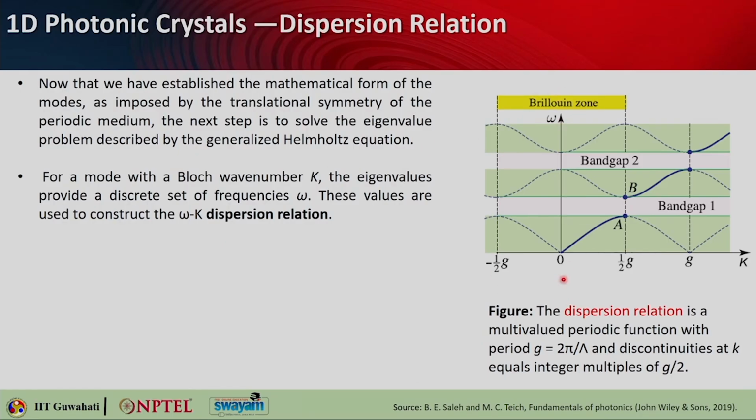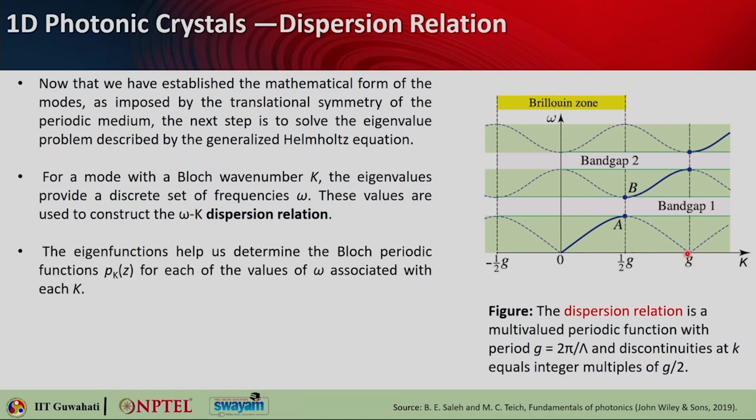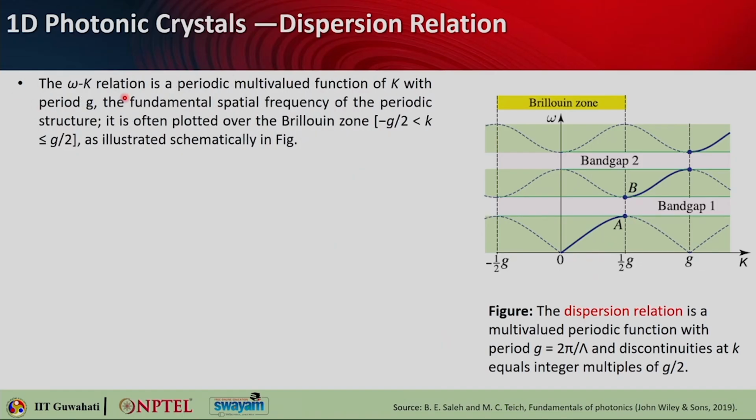So, if you try to plot the dispersion relation curve, this will be your omega, this will be your k, and the eigenfunctions will help us to determine the Bloch periodic function, that is p_k(z), for each value of omega associated with each k, and that is how you are able to calculate this particular thing. The omega-k relation, or the dispersion relation, is a periodic multi-valued function of k with the period G, the fundamental spatial frequency of the periodic structure. It is often plotted over the Brillouin zone, that is why you plot over minus G by 2 to G by 2.